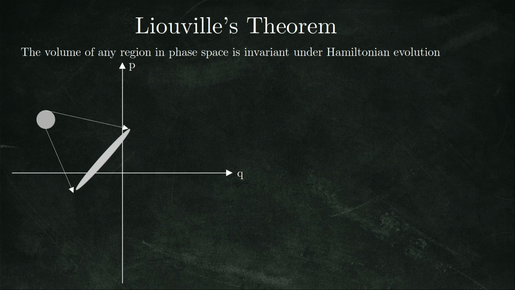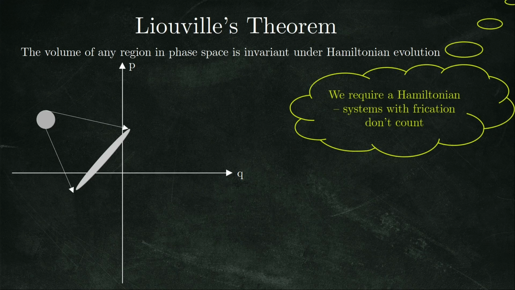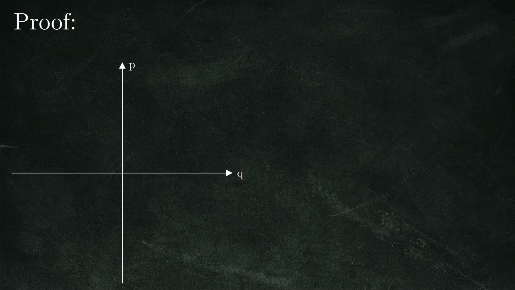So you see here that even though it's got wider in one direction, so we might have more uncertainty in one direction, that's compensated for by less uncertainty in another direction. And finally, because this is invariant under Hamiltonian evolution, it means that the system needs a Hamiltonian, so something like friction doesn't count. So let's go through the proof of this theorem.